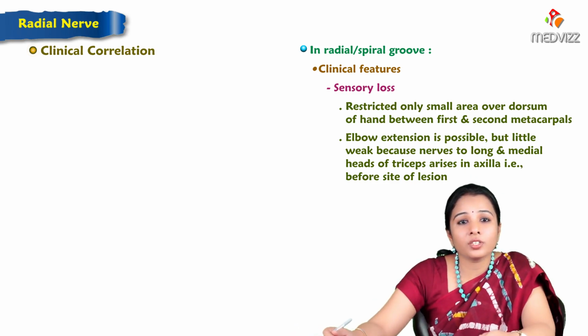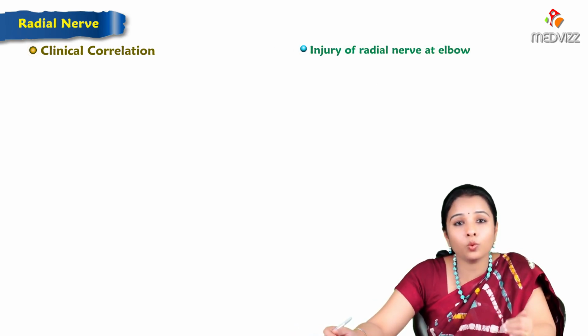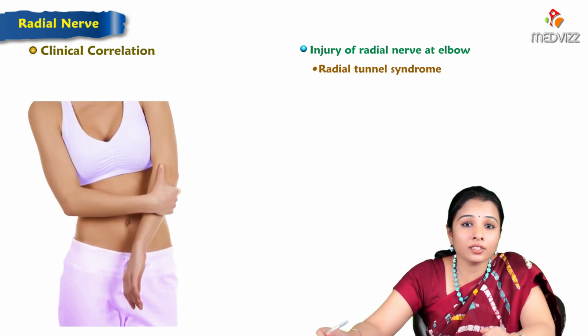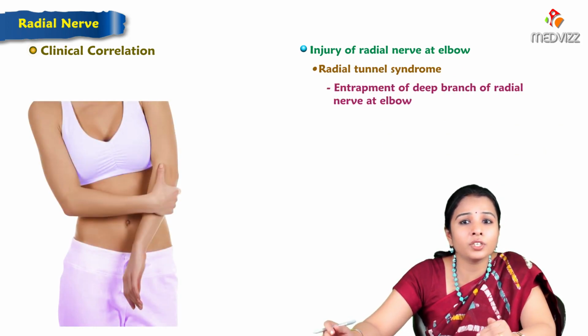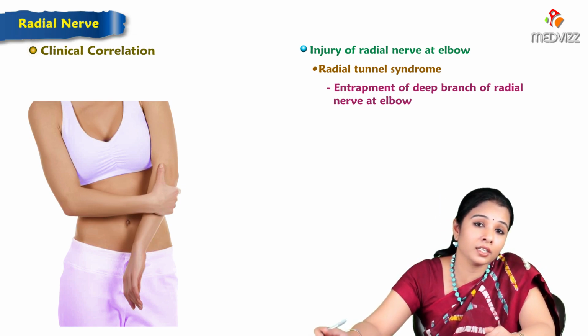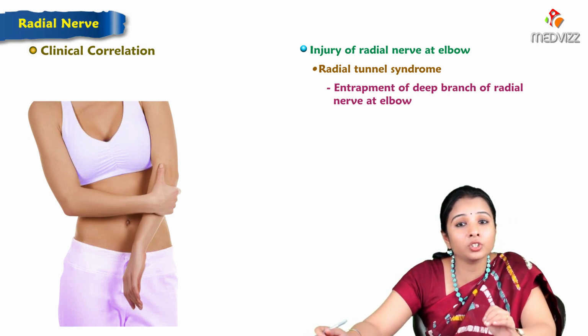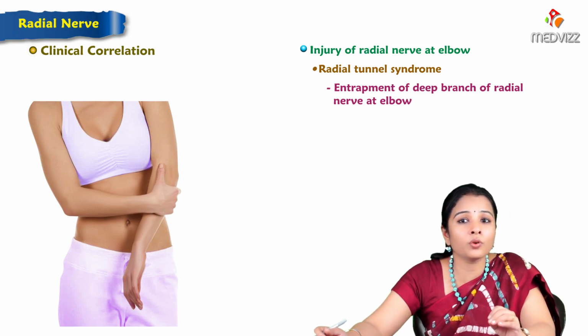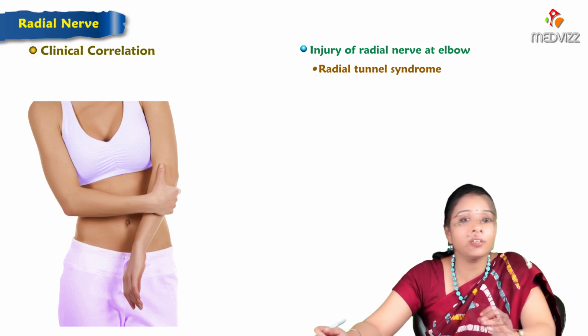Next we shall see the radial nerve injury at the elbow. Radial tunnel syndrome is the entrapment of the deep branch of the radial nerve at the elbow. This compression of the radial nerve at the elbow may be caused by four structures, which I am going to talk about now.